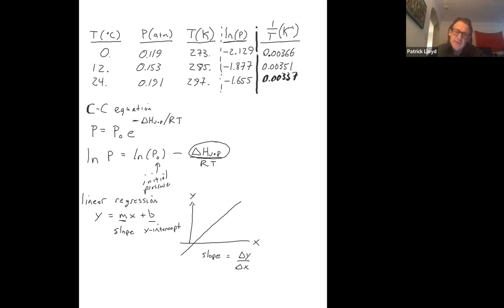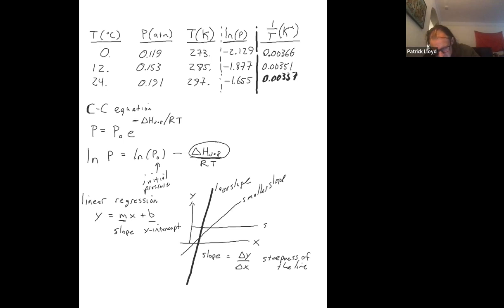From a practical perspective, it measures the steepness of the line. So the steeper the line is, the larger the slope is. So for example, this line right here is very steep. So this one has a large slope. This one has a smaller slope. If it's horizontal, the slope is 0. Okay, so large slope, smaller slope, no slope at all.